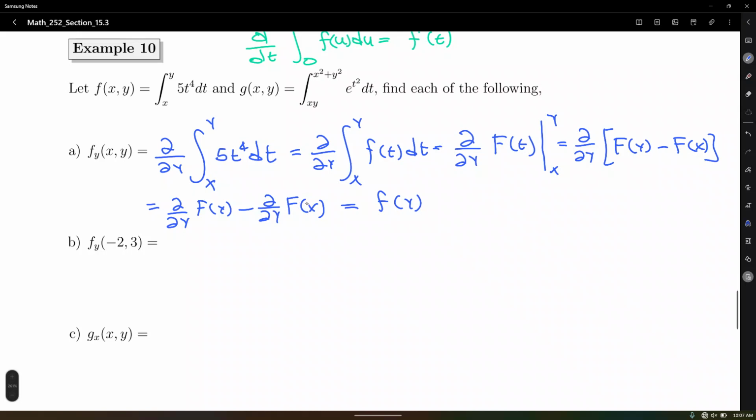What happens when you differentiate this with respect to y? The derivative of a constant is 0. So just f of y. So this is our f of t. Now just write f of y, replacing the t with the y. So that is our partial derivative.